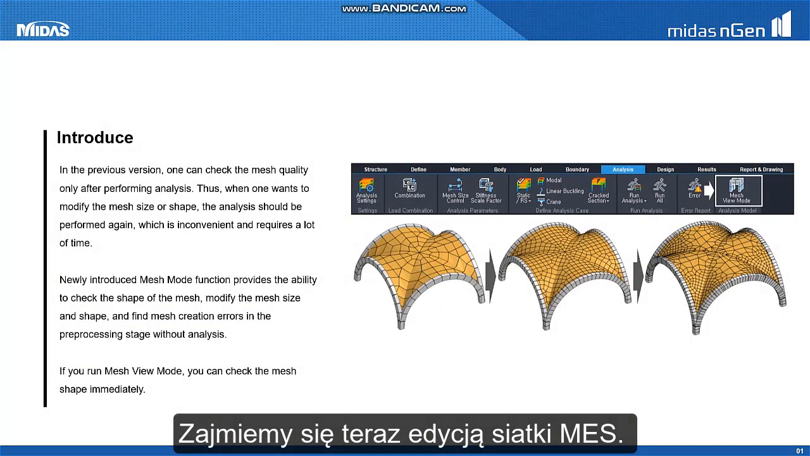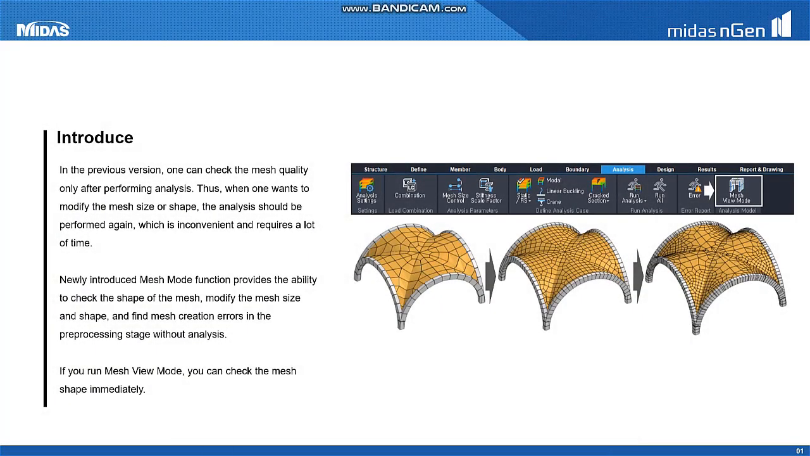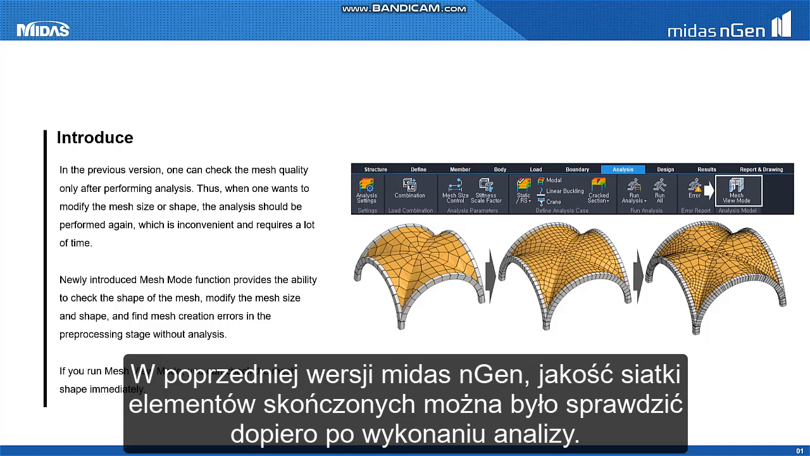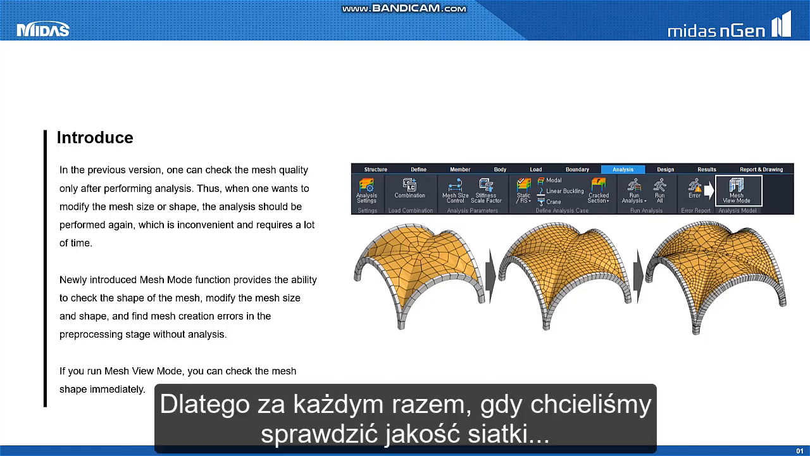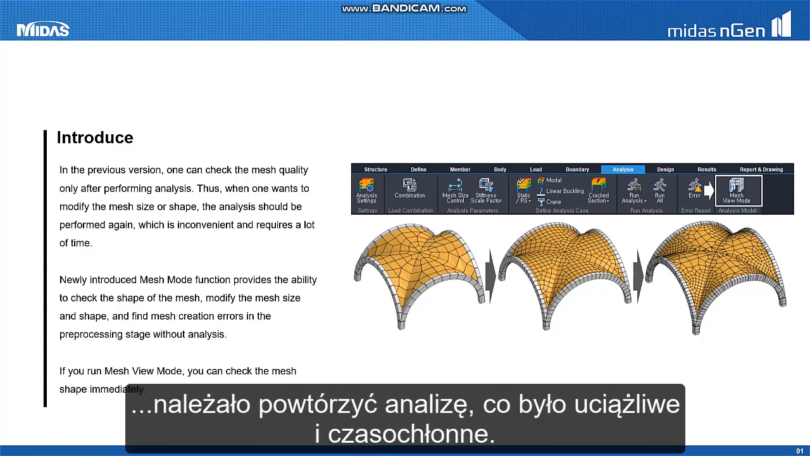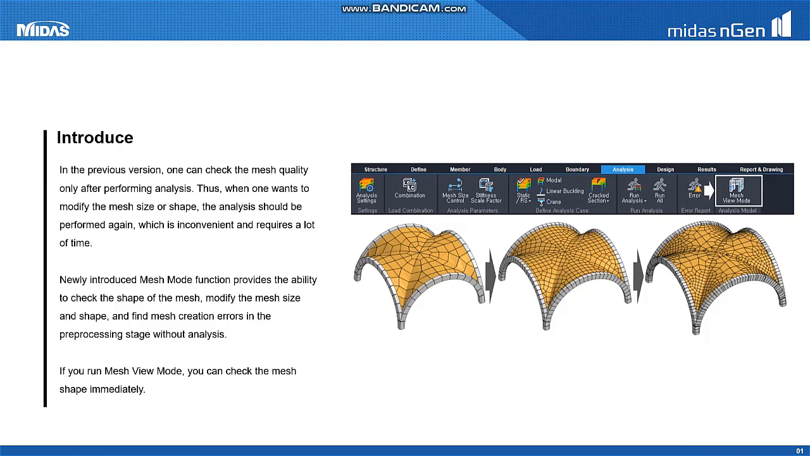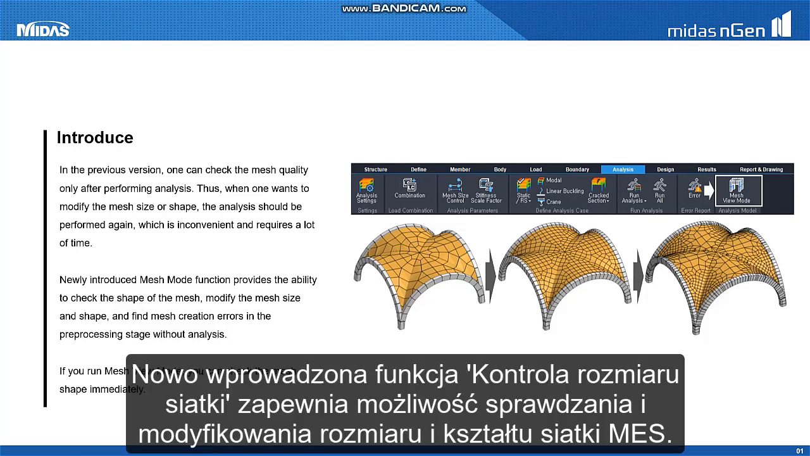Next is the mesh mode. In the previous version, one can check the mesh quality only after performing analysis. Thus, every time one wants to check the mesh quality, the analysis should be performed again, which is inconvenient and time-consuming. The newly introduced mesh mode provides the ability to check and modify the mesh size and shape.